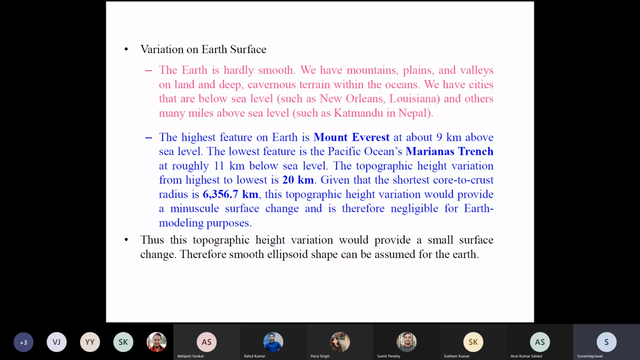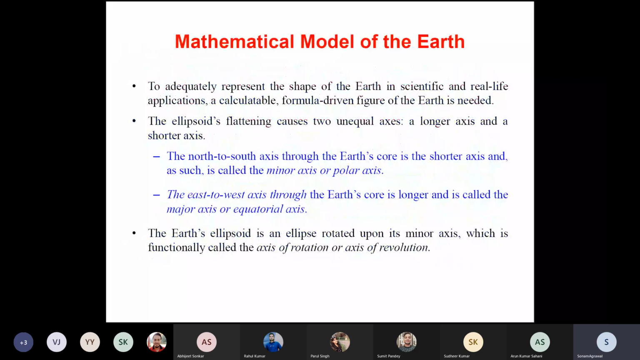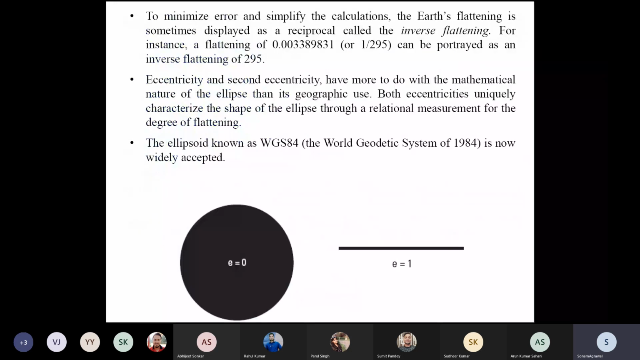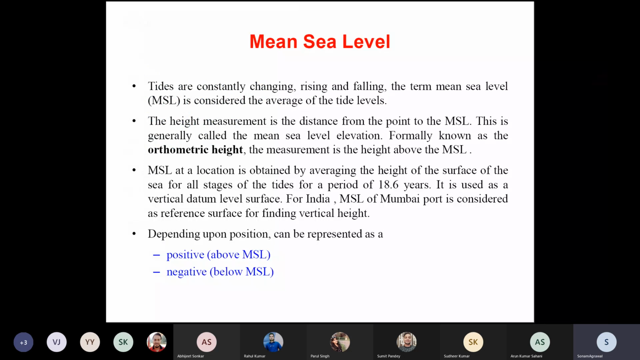Next thing is about the mean sea level, MSL. If you have seen the elevation of any place, you may have seen this on railway stations, where they have written down the height of that particular station. And they say, suppose, 10 meters above the MSL. What are they talking about? They are talking about the mean sea level.